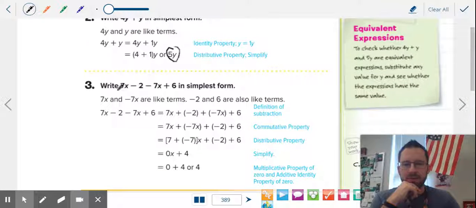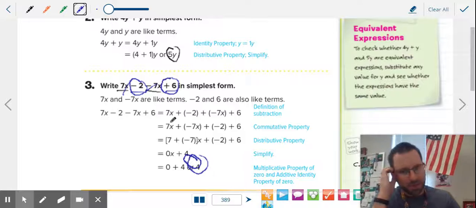Here you have x's can go together, and you have constants go together. So 7x minus 7x is 0. They cancel. -2 plus 6 is actually +4. So those x's cancel out, and you end up with a +4.